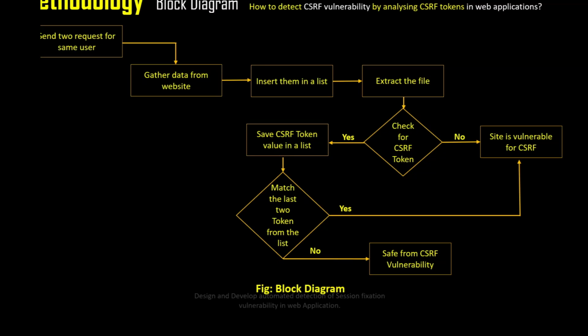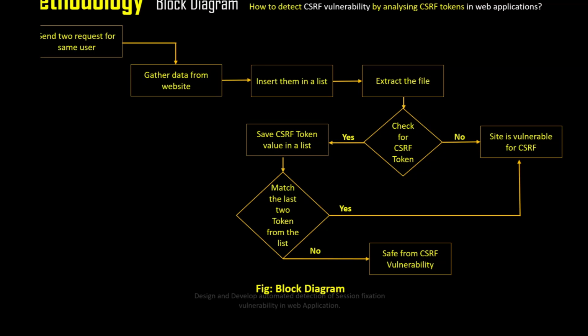Here I will describe everything one by one. As you can see, first of all, we send two requests for the same user, then gather the data from the website, insert those data in a list and extract the file, and then we check for a CSRF token. If there is any CSRF token, then this file is initially okay. But if we don't have the CSRF token, then this system must be vulnerable to CSRF attack.